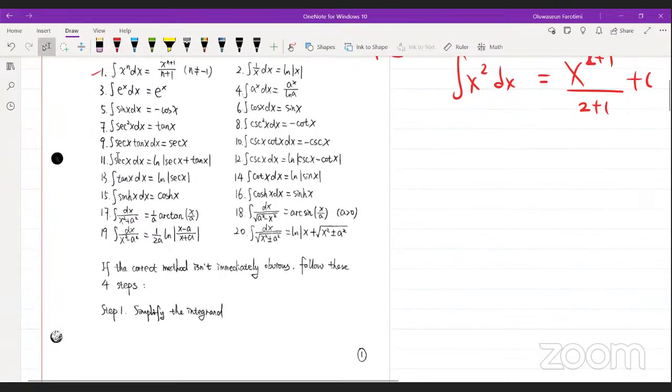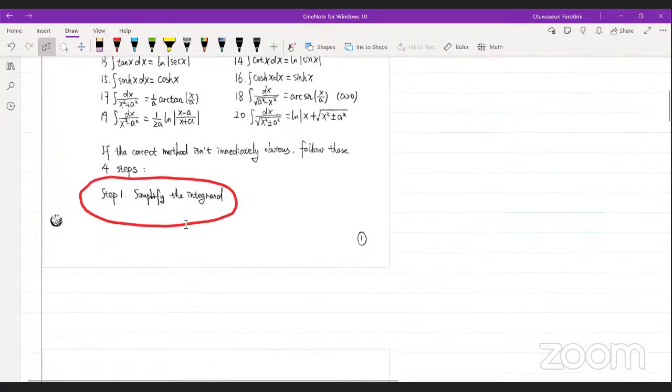Now, what happens if the correct method is not immediately obvious? When you see a problem and you're not really sure what exactly will work, what can you do? Number one, you can simplify the integrand. Step one, think about simplifying the integrand.